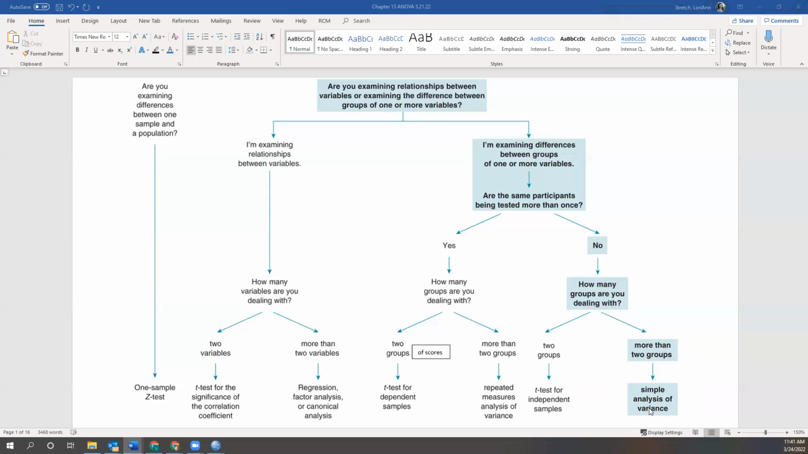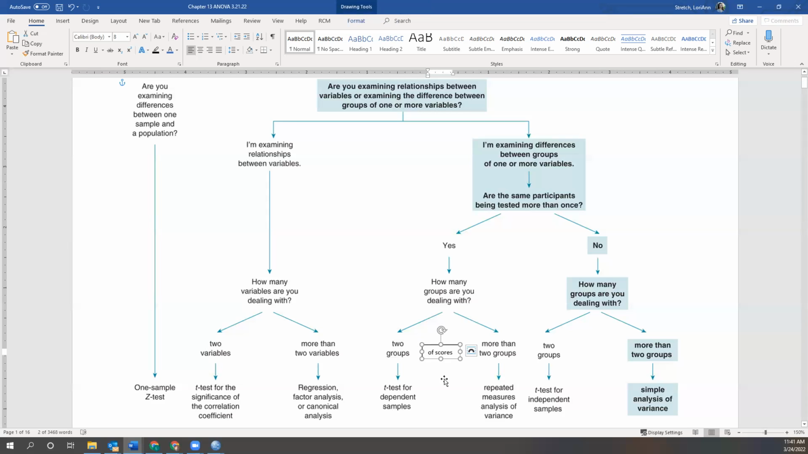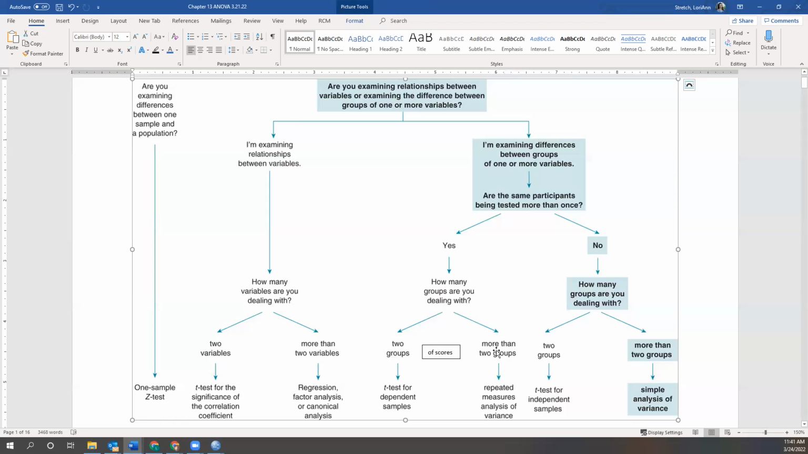Now, much like our t-test, there's another side to this. If we come back up here and say, yes, our participants were tested more than once, how many groups are we dealing with? Are we dealing with two groups of scores, or more than two groups of scores? I like to add this little piece to my decision tree because it clarifies the difference between groups of people and groups of scores. In this case, if I have two groups of scores, I have a t-test for dependent means. If I have more than two groups of scores, I have a repeated measures analysis of variance.